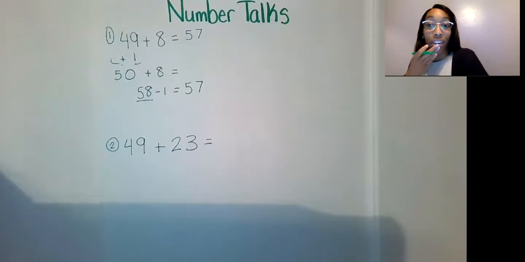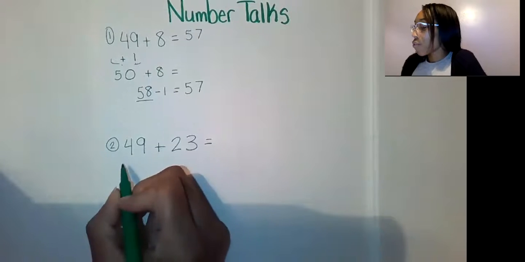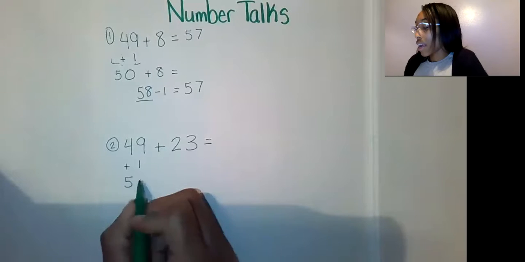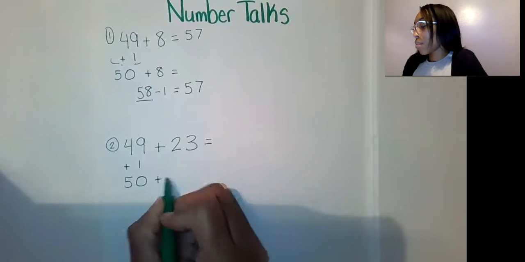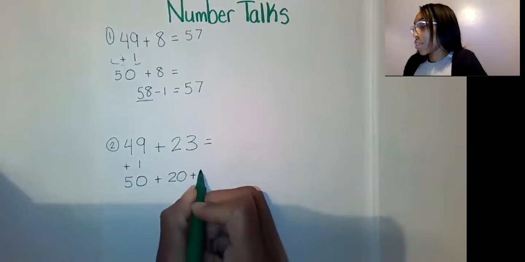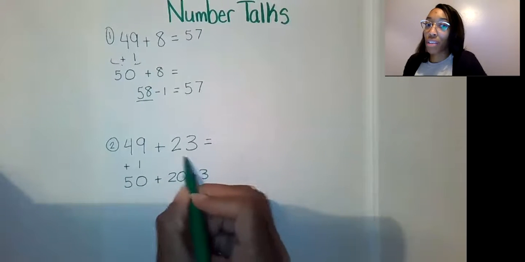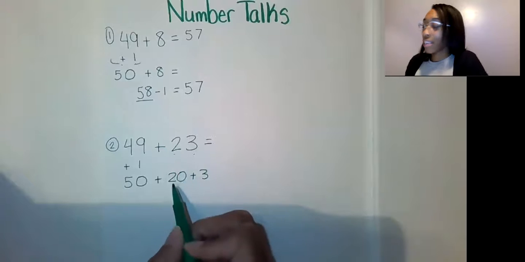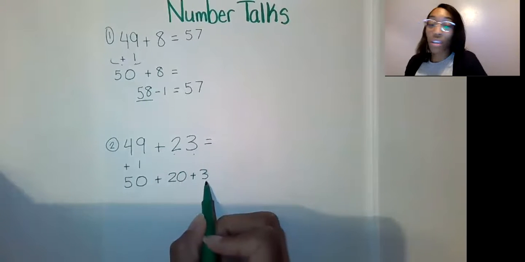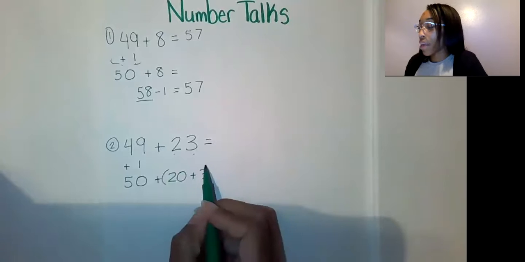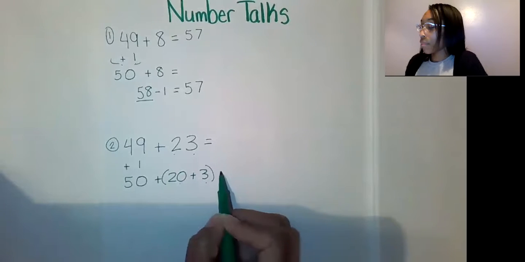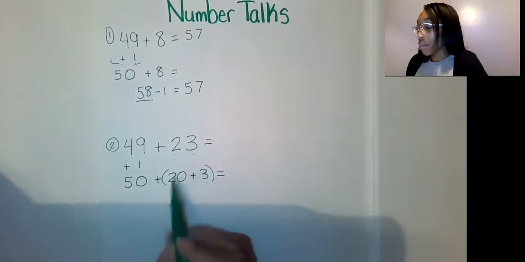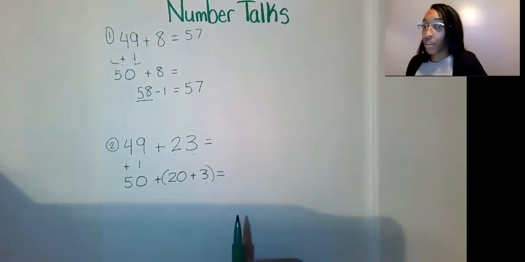All right. So 49 up 1, right? Plus 1 is going to give me 50 plus 20 plus 3. I just stretched out that 23 into tens and ones. And I know that 2 tens gives me 20 and 3 ones is going to give me this 3. And that's how I came up with 20 plus 3. Now I have friendly numbers in both of these numbers. I made it a friendly number.